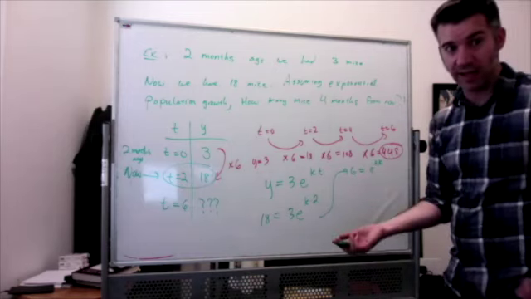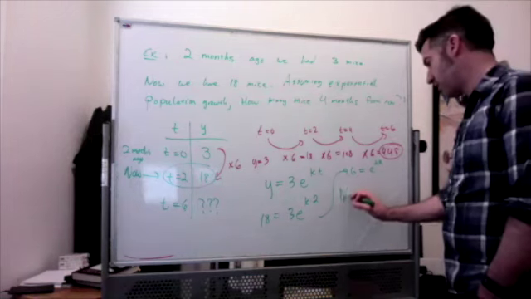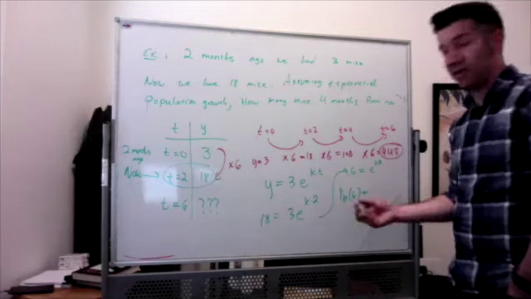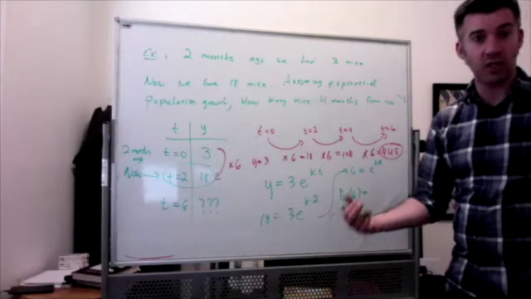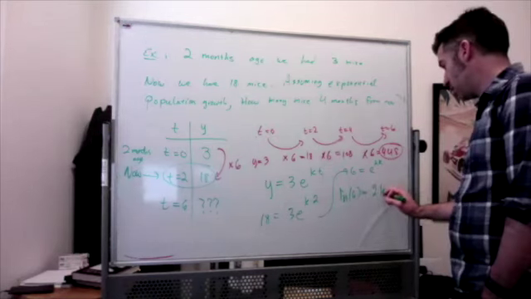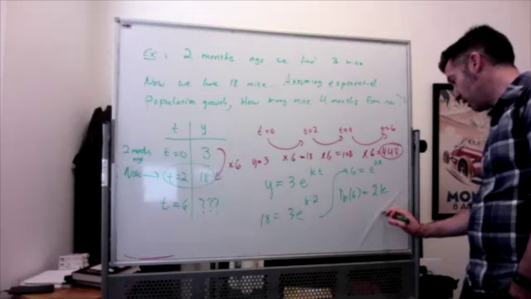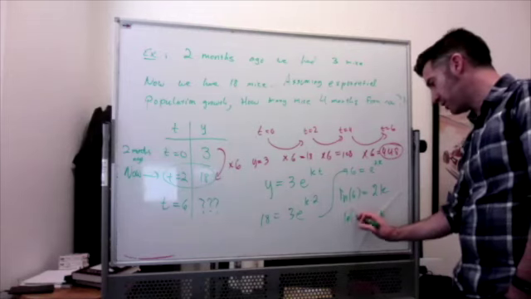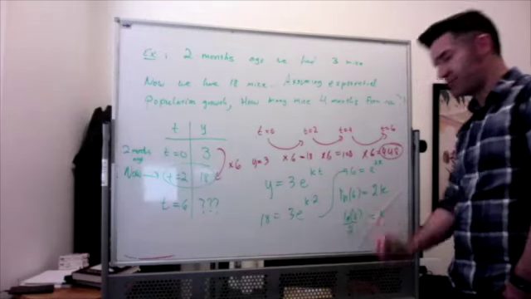I'm going to write the natural log of 6 equals the natural log of e to the 2k, which is just 2k. And then finally divide both sides by 2. So that k is equal to the natural log of 6 divided by 2.